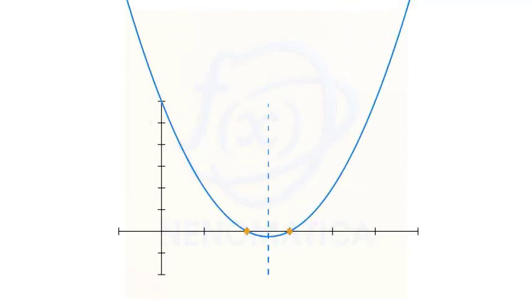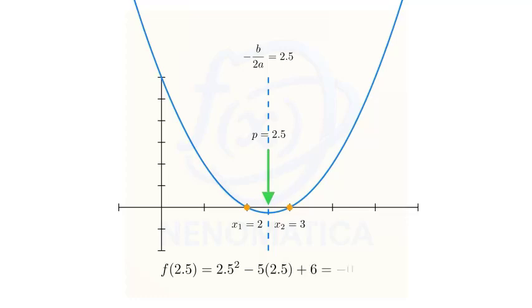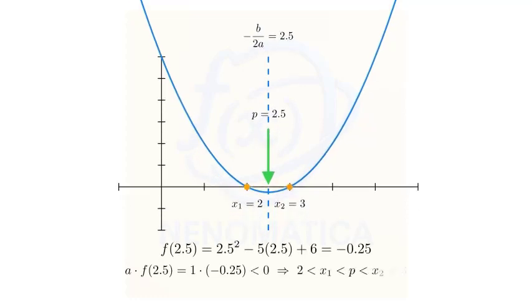Test 1. Let p equal 2.5. Compute f of 2.5, which is 2.5 squared minus 5 times 2.5 plus 6. That equals negative 0.25. So a times f of p is negative, and p is strictly between the roots.